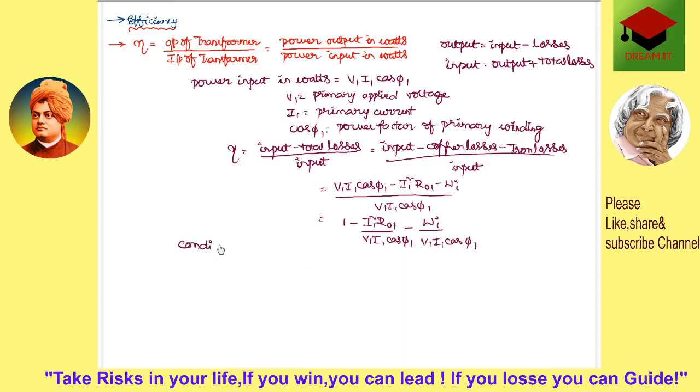Condition for maximum efficiency. For this we will use the differentiation tool, differentiating with respect to I1, because I1 is the only variable here: if you vary V1, I1 will vary. So I1 is present in every equation, and we make d eta by dI1 equal to 0.